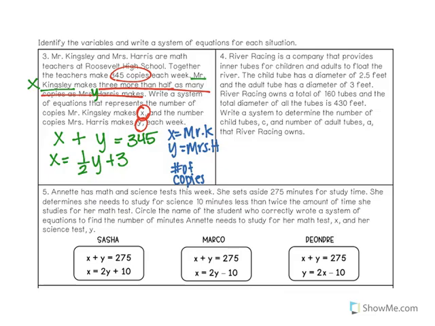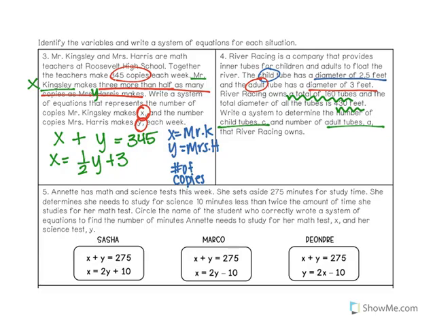All right, so we have River Racing, a company that provides inner tubes for children and adults to float the river. The child tube has a diameter of 2.5 feet, and that's the child one, and an adult tube has a diameter of 3 feet. River Racing owns a total, so that's important, a total of 160 tubes. And the total diameter of all the tubes is 340 feet. Write a system of equations to determine the number of child tubes C and the adult tubes A.